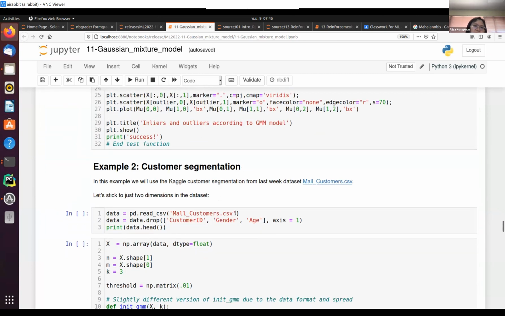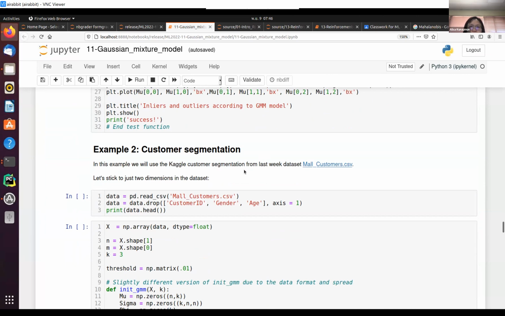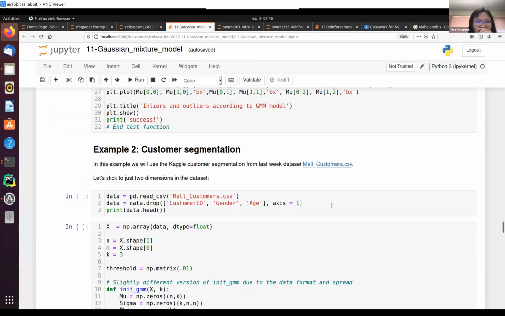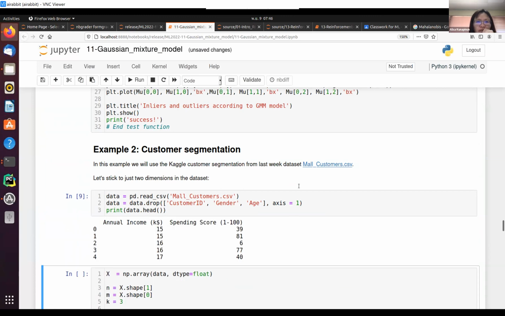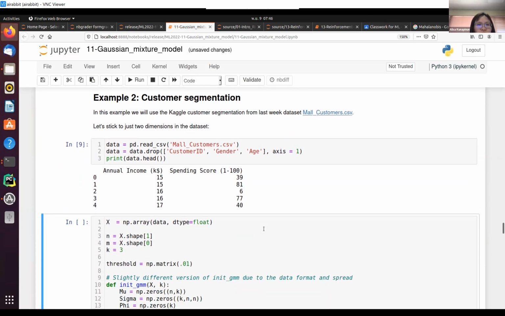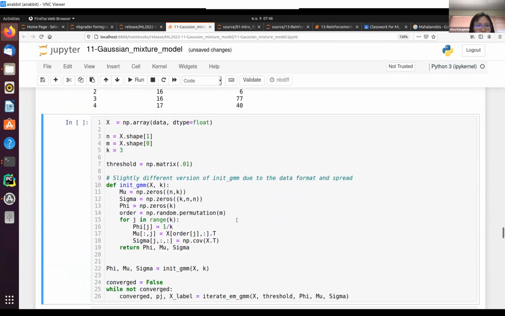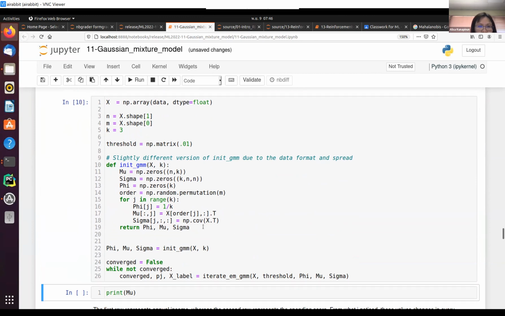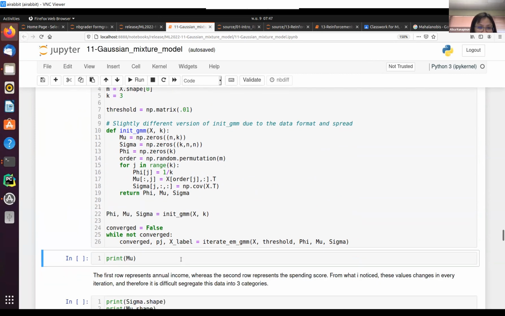Okay, then next is the customer segmentation from the data set of last week. Not last week, it is three weeks ago. The Mall Customer CSV has been included in here. So check the mall customer data, and try to use the initialized GMM.